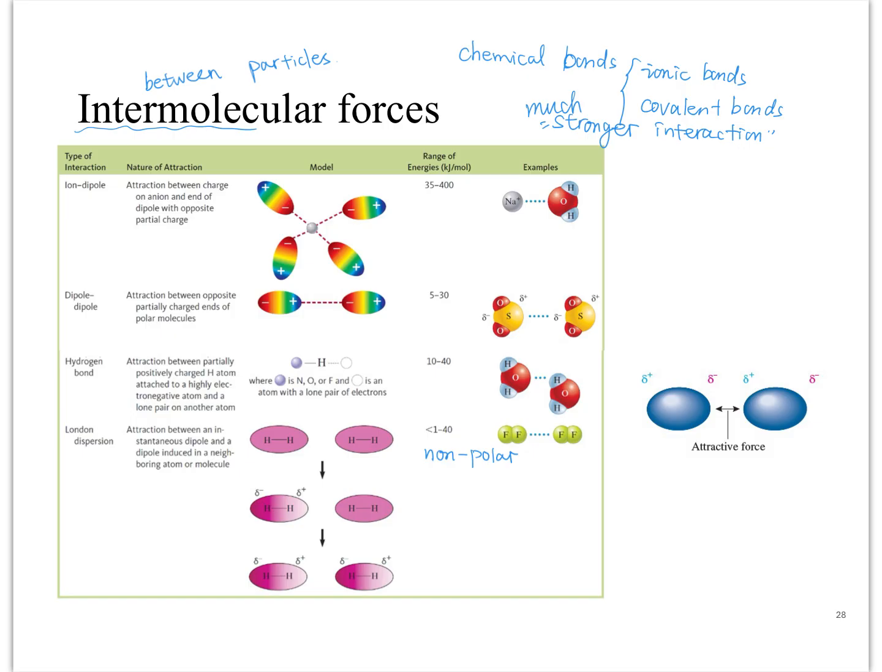The next one will be the dipole-dipole interaction. And actually, dipole-dipole interaction is the next stronger compared to the London dispersion force. So dipole-dipole interaction happens with polar molecules.